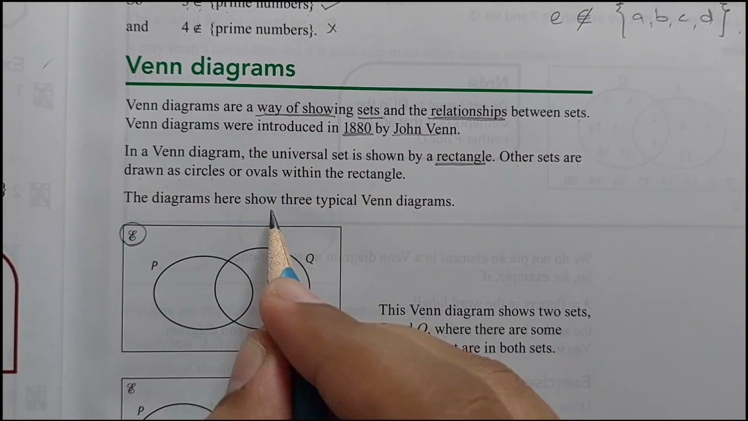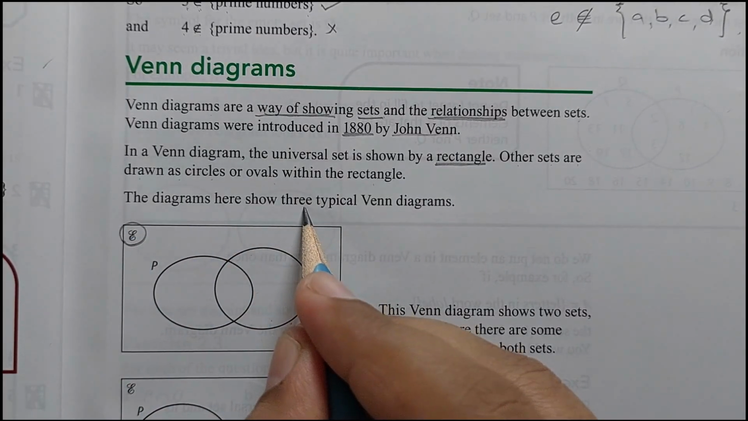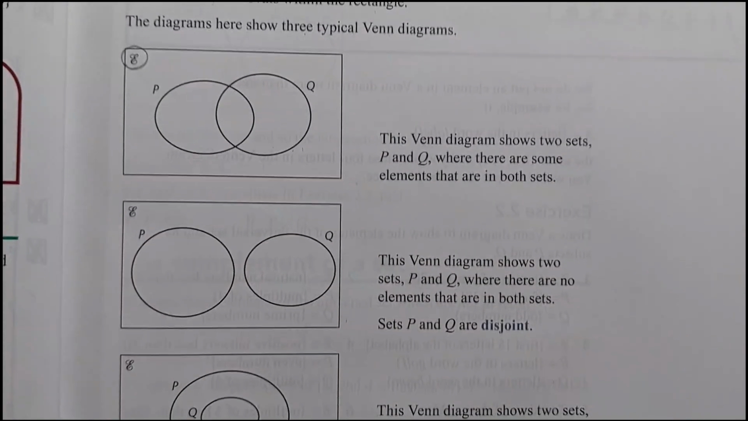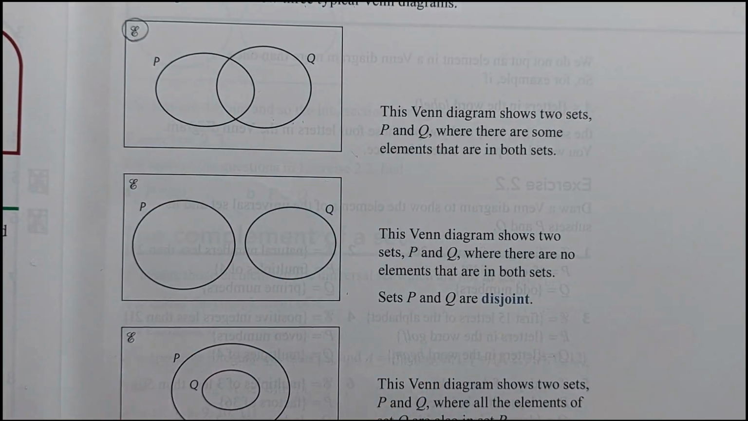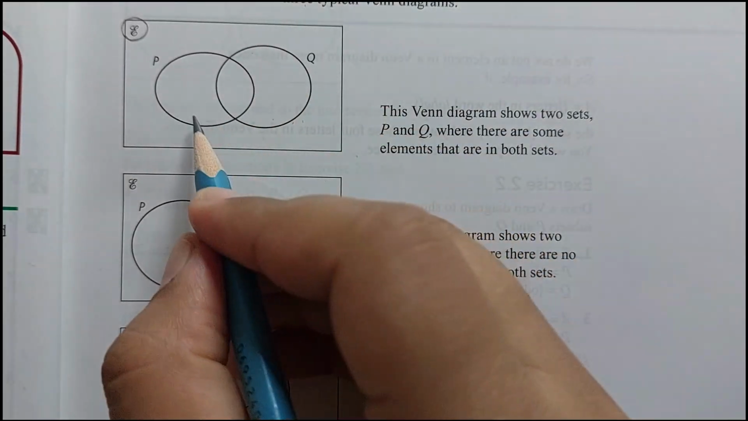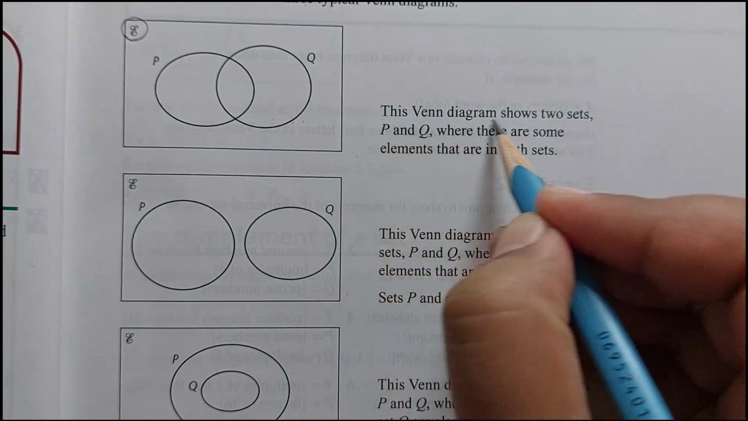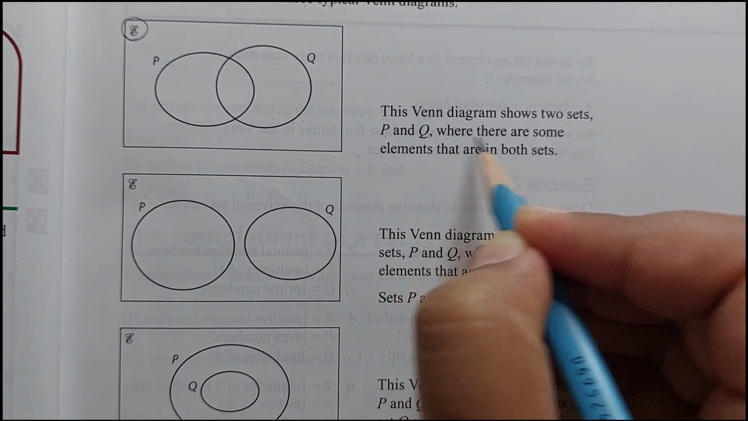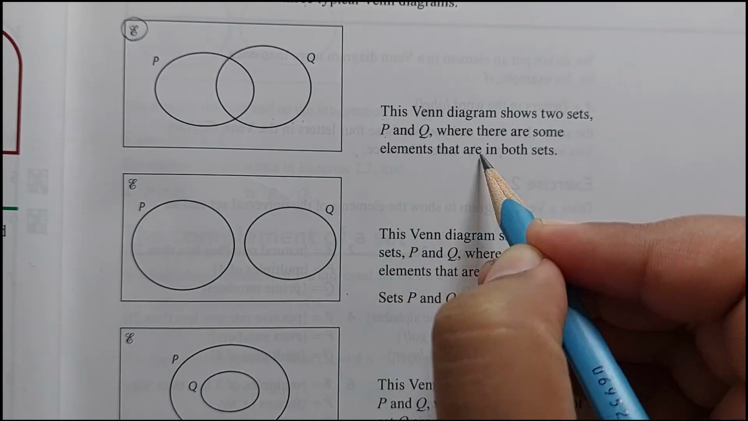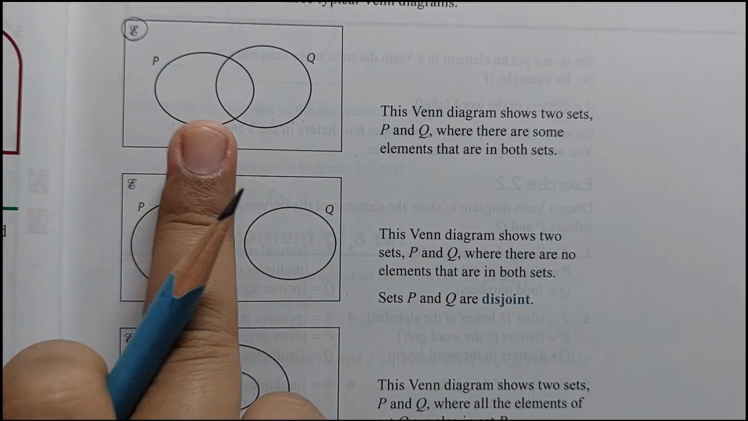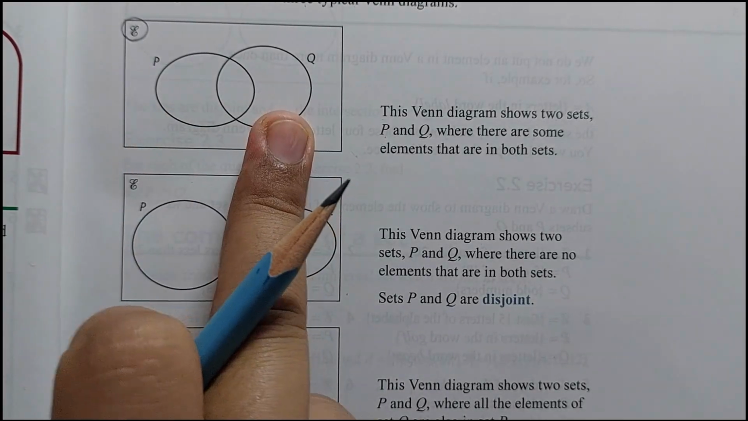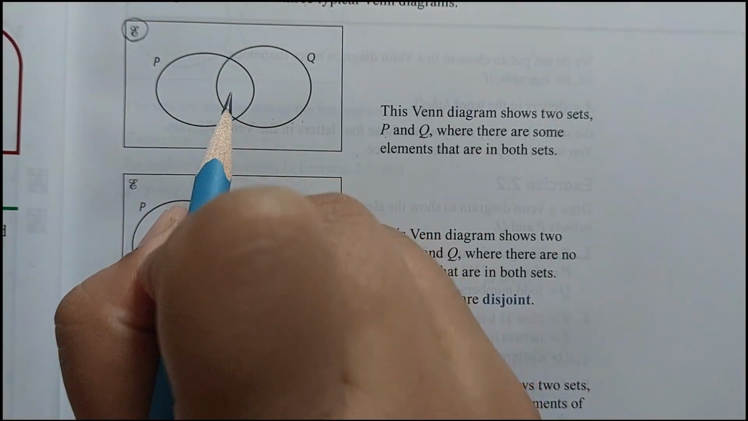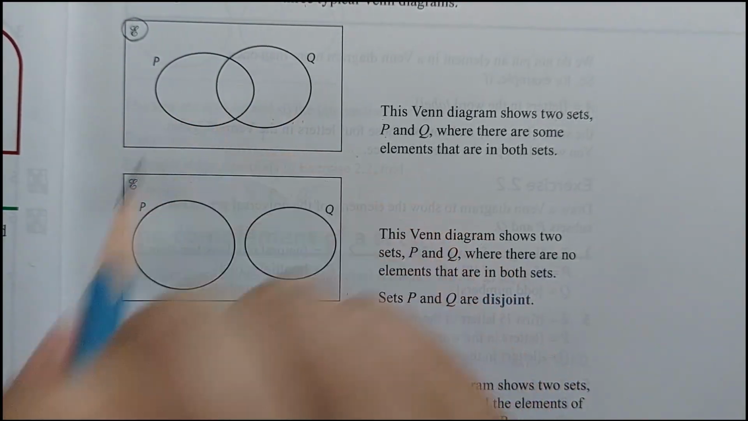The diagram here shows three typical Venn diagrams. Let me move down. Let's talk about the first Venn diagram. This Venn diagram shows two sets, the set P and the set Q, where there are some elements that are in both sets. It shows the two sets P and Q and the universal set as well, and that there are some elements which are in common.